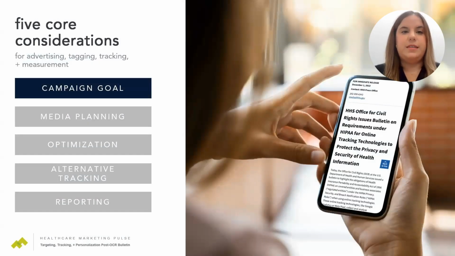Like Jim mentioned, I think that all of these considerations and the OCR bulletin and a lot of the ambiguity that surrounds it really leaves the door open and can be overwhelming, quite frankly, because there's a lot of varieties of factors to consider and things that you might change about your approach to marketing in order to take a conservative approach to some of the guidelines and regulations that have been shared. So just to hit on a few that we felt have been really important and impactful as we've worked with our clients, the first of which being the campaign goal.